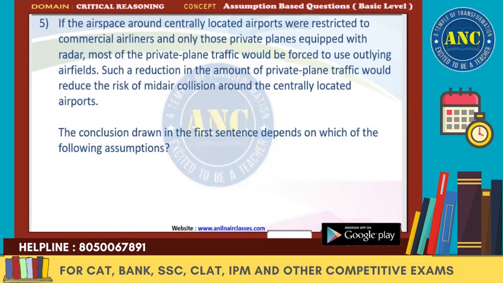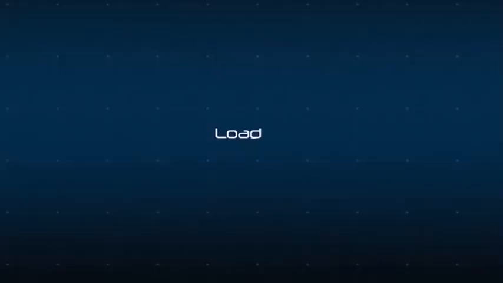If the airspace around centrally located airports were restricted to commercial airliners and only those private planes equipped with radar, most of the private plane traffic would be forced to use outlying airfields. Such a reduction in the amount of private plane traffic would reduce the risk of mid-air collision around the centrally located airports. The conclusion drawn in the first sentence depends on which of the following assumptions?